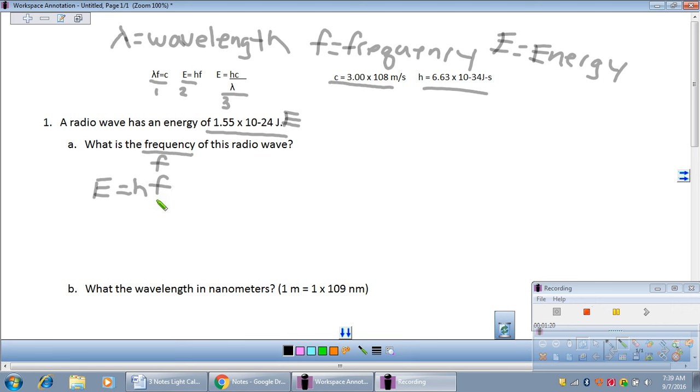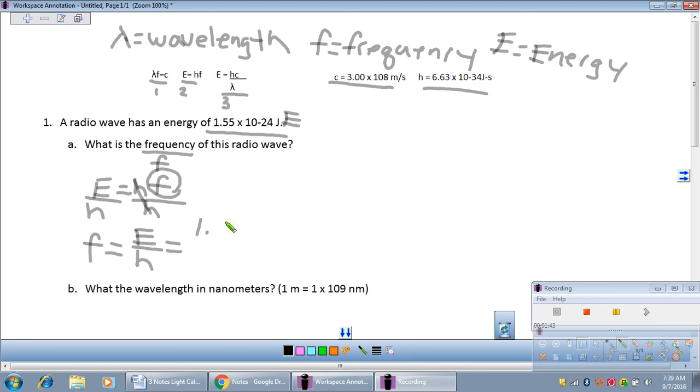Now, we want to solve for frequency. That means we have to isolate this variable. This is h times f. To move h to the other side of the equation, to get f all by itself, we divide by h. Whatever you do on one side of the equation, you must do on the other. So frequency ends up equaling energy over Planck's constant.